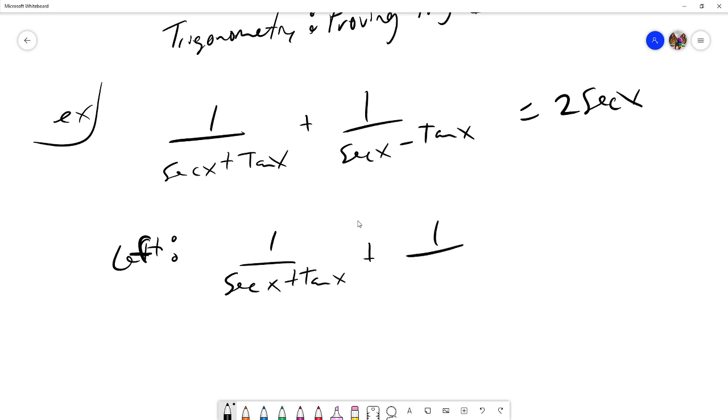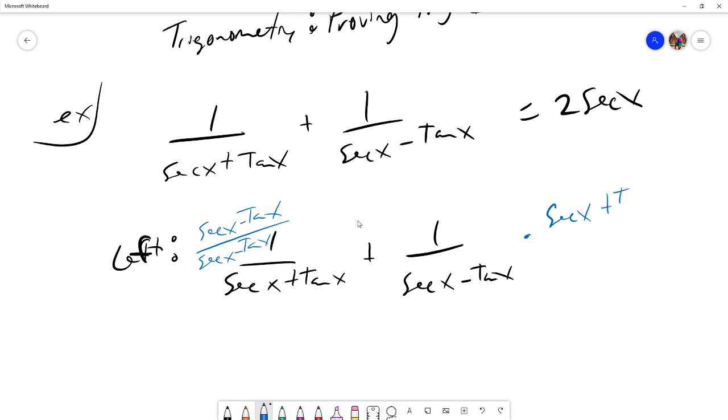So first thing we want to pay attention to is the fact that we have a fraction plus a fraction, which means that we want to think about how can we combine these two fractions. To do that, we need a common denominator, so I'm going to multiply by secant x minus tangent x over secant x minus tangent x, and I'll multiply this one by secant x plus tangent x over secant x plus tangent x.